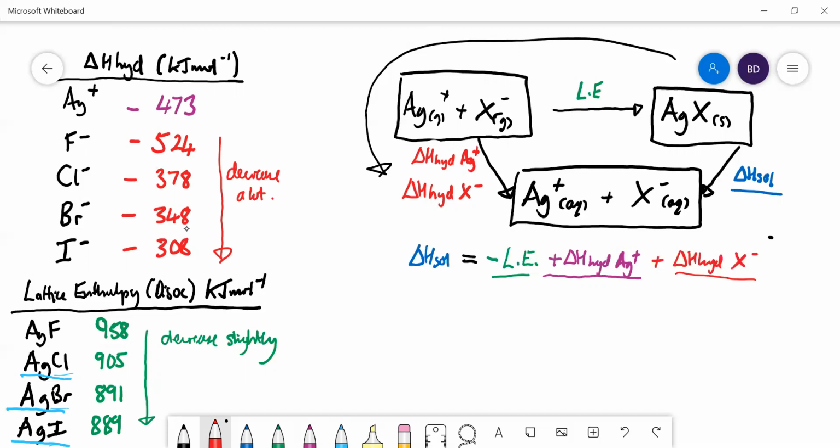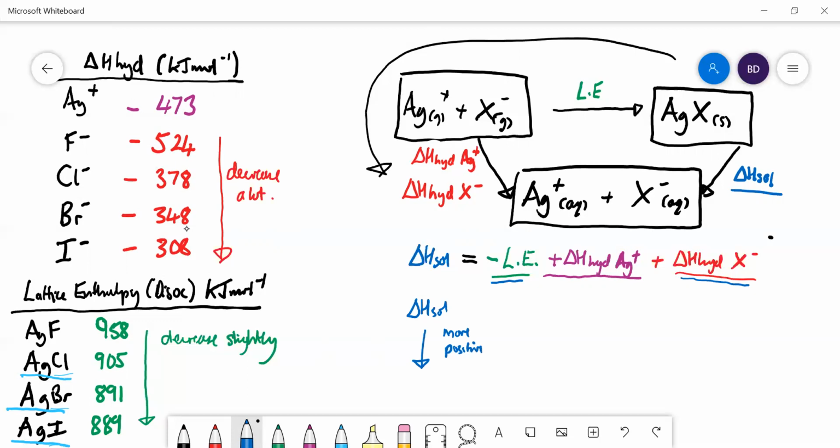So that means delta H sol, as you go down, because the lattice enthalpy isn't changing much, but this changes quite a bit, becomes less negative. So that means as you go down the group, delta H sol becomes less negative, it becomes more positive. In other words, becomes more endothermic.